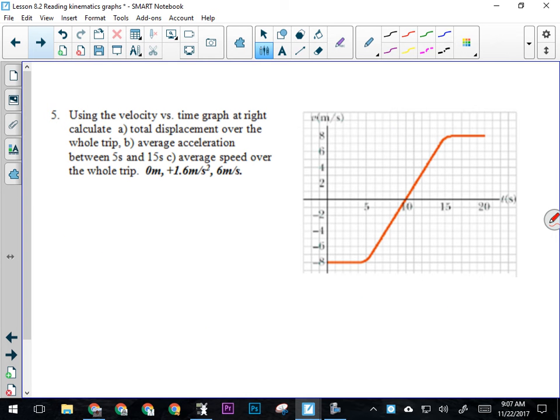Okay, how many people are to question number 5? Try question number 5 right now. It's up here on the board, so you don't have to look it up on your phone. It's another velocity versus time graph, but this is more like what I would give you on a test because it has fewer sections. It has way fewer sections than the last one.